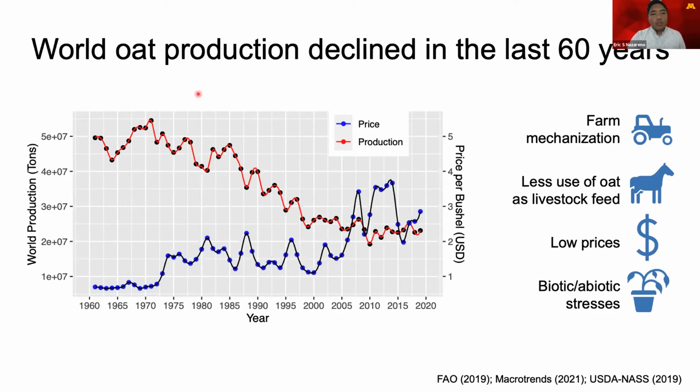Oat crown rust also contributed to the world oat production decline in the last 60 years. Here we can see a drastic decline in oat production after the 1950s. Of course, the main factor was farm mechanization, which led to less use of oat as livestock feed, and also low prices compared to competitive crops like corn and soybean. And there are also some other biotic and abiotic stresses that contributed to this.